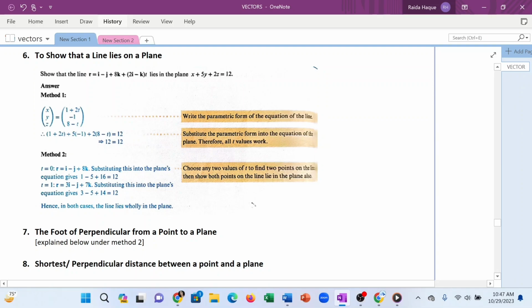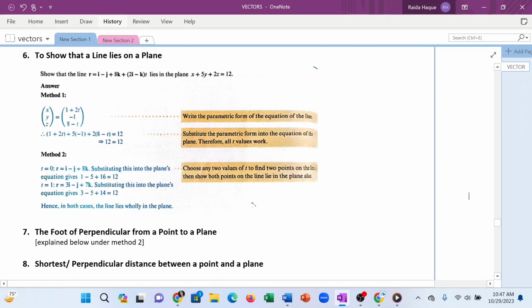Over here, I will be explaining it with the help of a sum. We have the equation of a line, which is i minus j plus 8k plus (2i minus k) times t, which lies in the plane, and then we have the equation of the plane too. So how do we go forward with it? The first method is that you separate the x, y and z coordinates of the line. Once you have separated those x, y and z components, you insert them into the equation of the plane that's given.